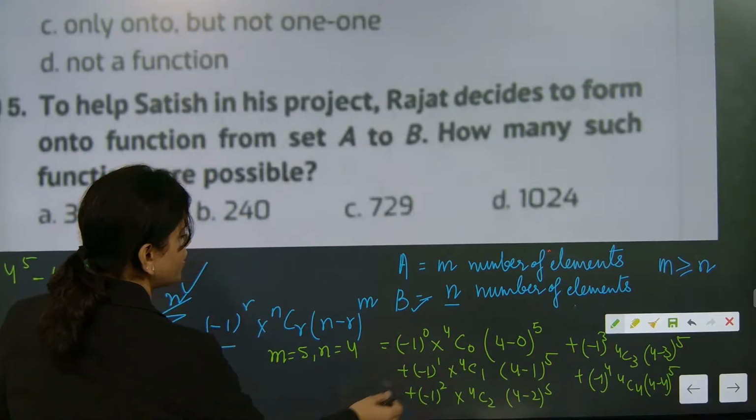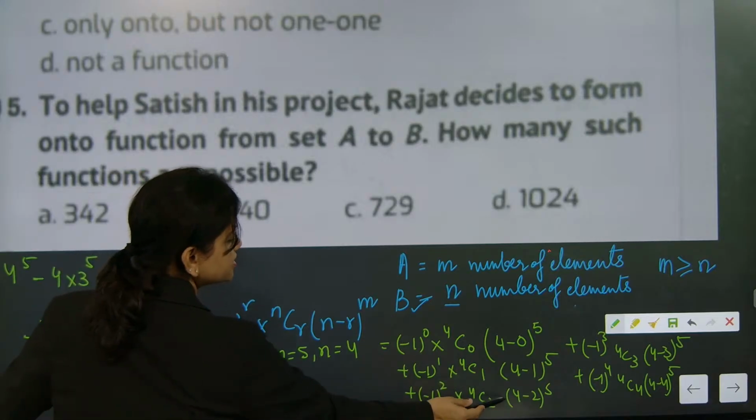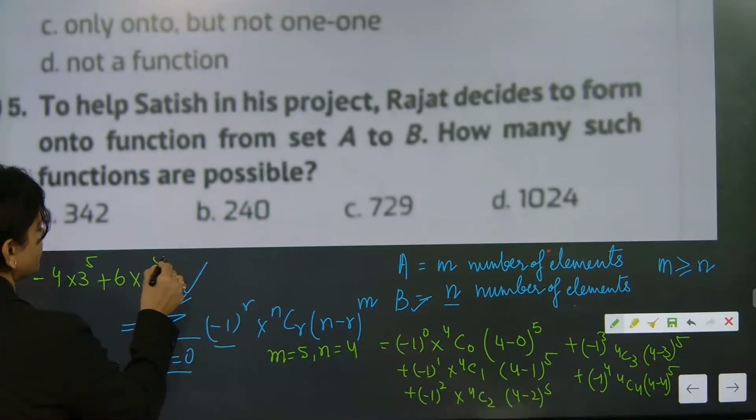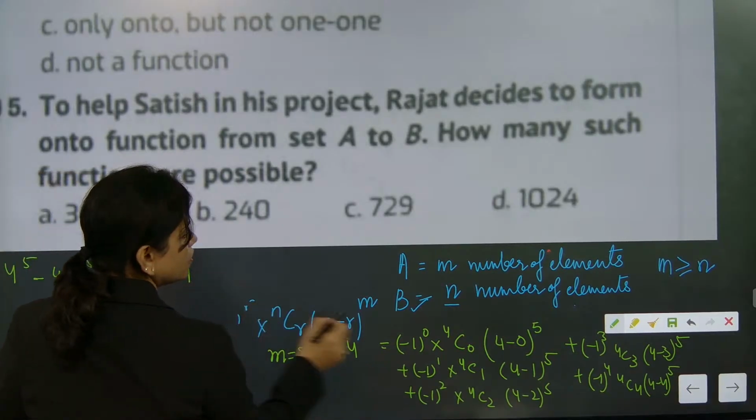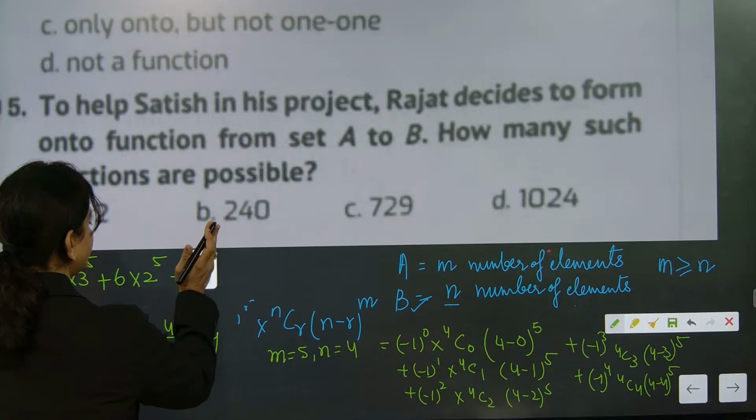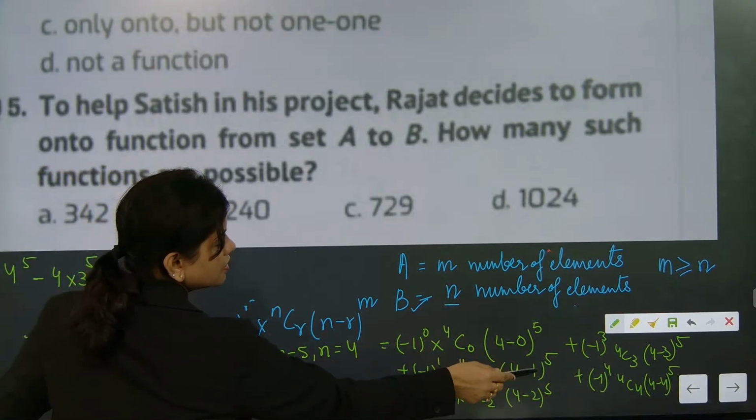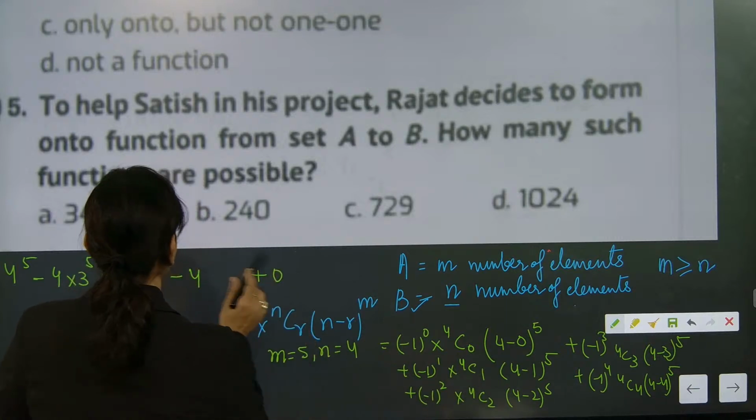After that this part will become 1, 4c2: 4 factorial over 4 minus 2 is 2 factorial into 2 factorial. So 4 into 3 into 2 by 2 into 2, 6 is coming. This part 6 is coming, 4 minus 2 means 2 to the power 5. Now next one is again minus 4c3: 4 factorial over 4 minus 3, 1 factorial into 3 factorial. So it will give you 4. So here minus 4. After that minus 1 to the power 4, this part will become 0. Next part will become 0 and here it is minus 4 only.